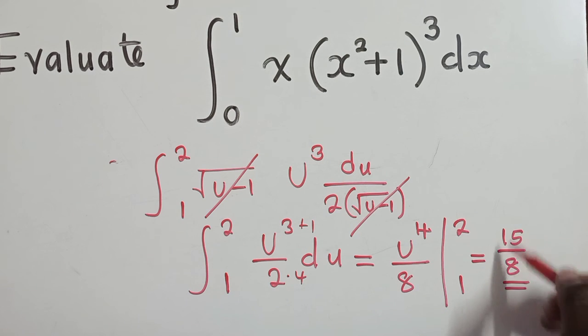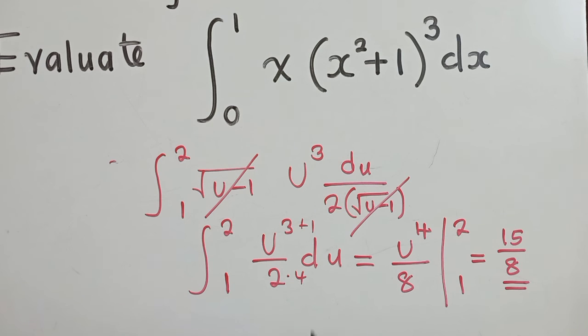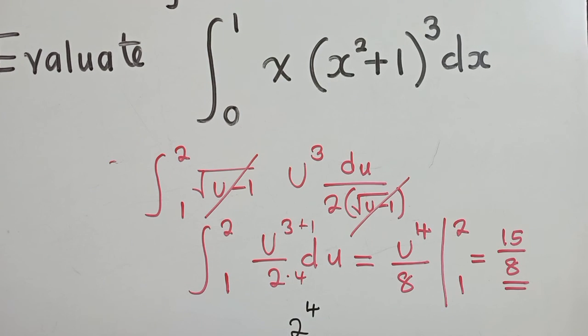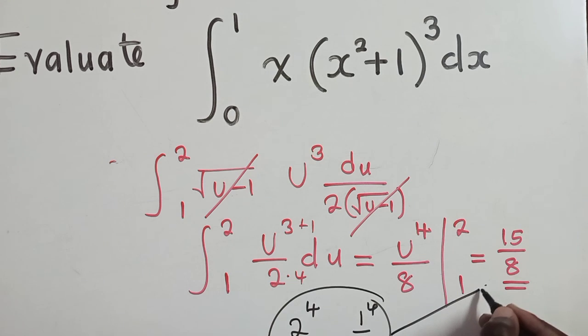Maybe you may be asking, how have I found this? Your duty here now is just to substitute a 2 here. So you shall have 2 to the power 4 over 8 minus 1 to the power 4 over 8. And when you simplify this, it will take you to this solution.